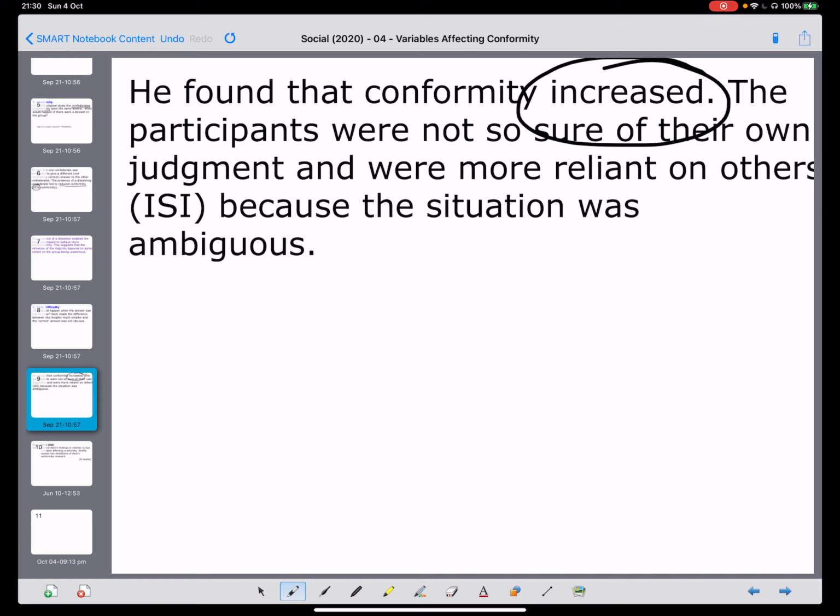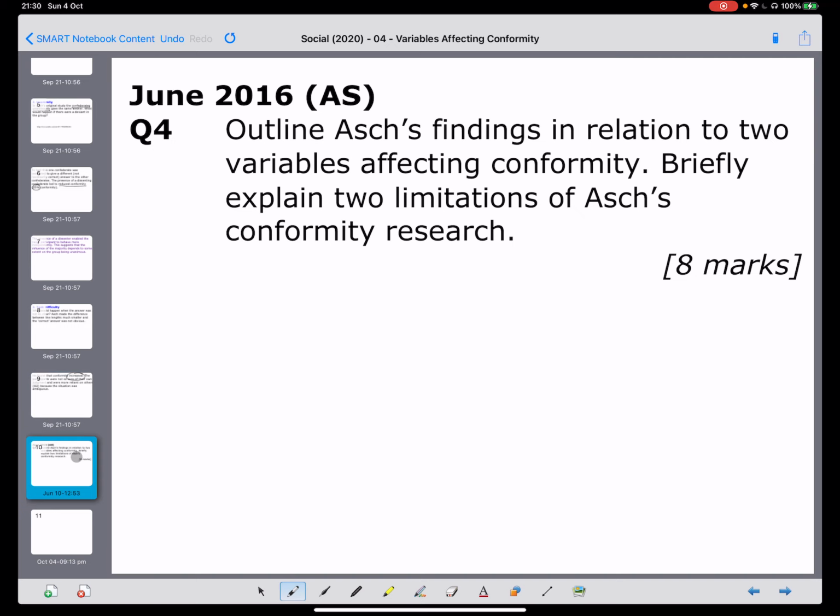Now, those are the variations that we have, and definitely worth having a look at. Just to finish this particular video, I just want to show you one last thing. And this is a question. It's an 8-mark essay, and it simply says, outline Asch's findings in relation to 2 variables affecting conformity. This was an actual question that came up in an exam based on the new specification.